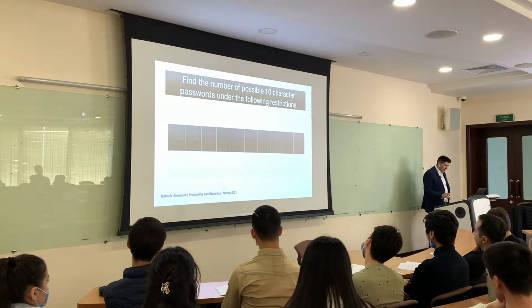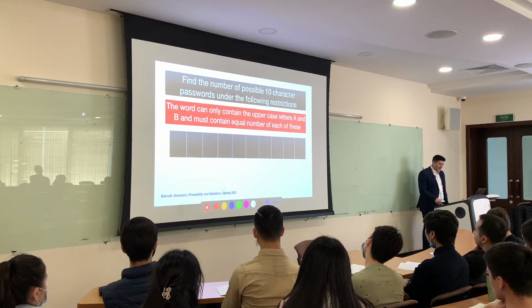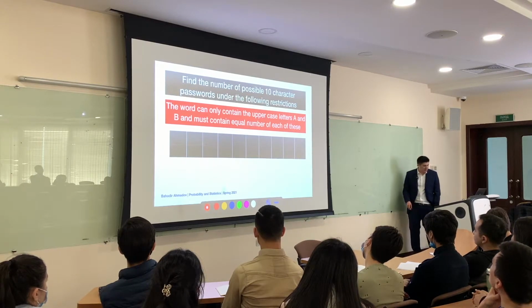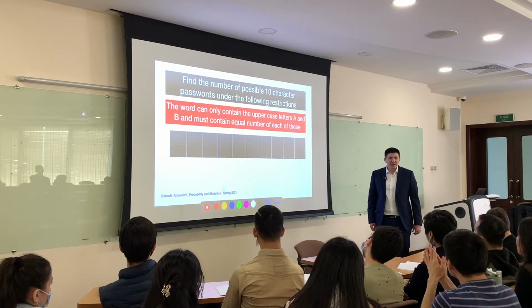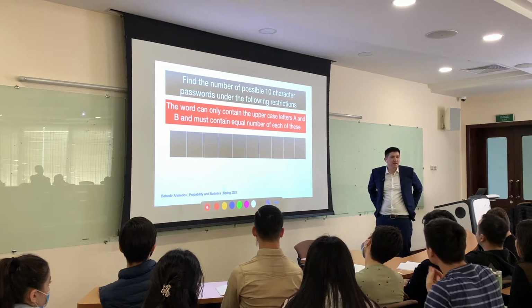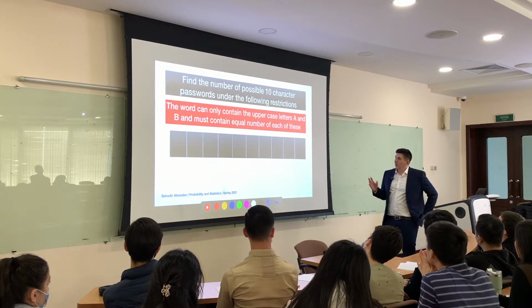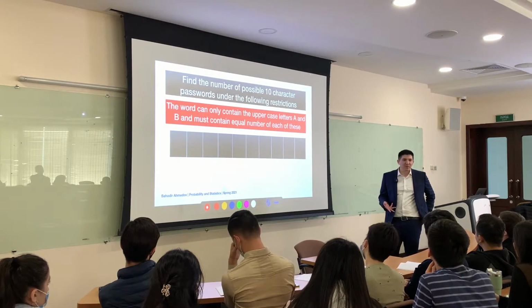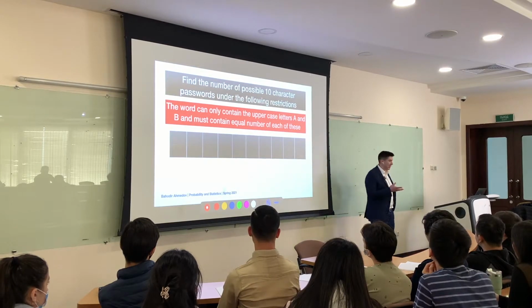So what about this problem? The word can contain the uppercase letters A and B, and must contain an equal number of each of these letters. 4 cases? No. So the word can contain only A and B, and the number of the A's should be equal to the number of the B's. So how many letters can they be? How many A's can there be?